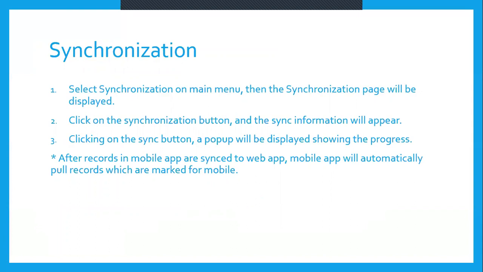Now let's talk about syncing information. In order to sync the mobile device with the web application, there's a few steps you need to follow. First, select synchronization on the main menu. Then the synchronization page will be displayed. Then click on the synchronization button and the syncing information will appear. Then a pop-up will be displayed showing the progress.